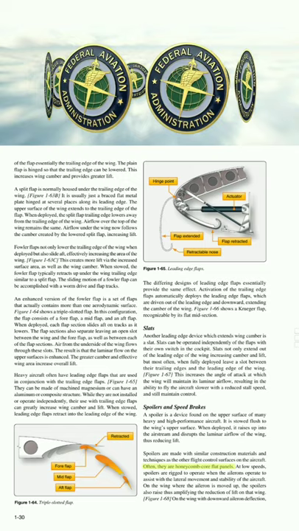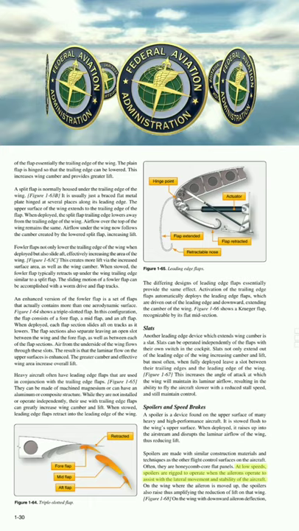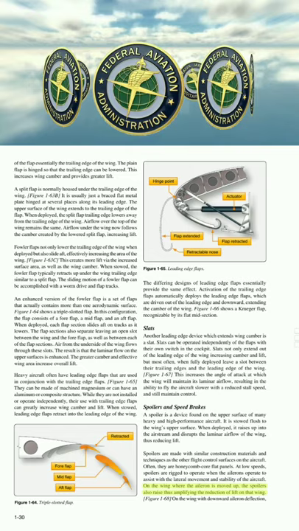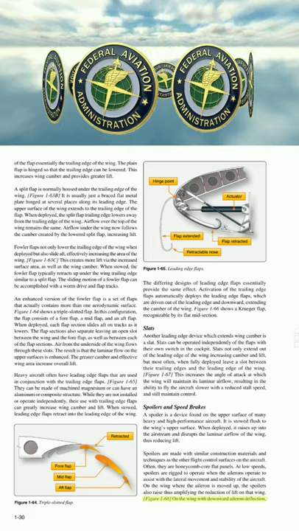At low speeds, spoilers are rigged to operate when the ailerons operate to assist with the lateral movement and stability of the aircraft. On the wing where the aileron is moved up, the spoilers also raise, thus amplifying the reduction of lift on that wing. Figure 168. On the wing with downward aileron deflection, the spoilers remain stowed.